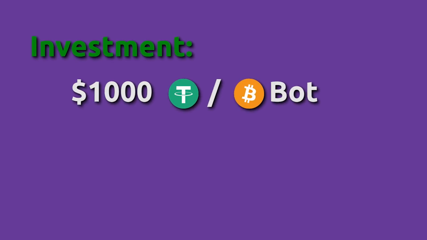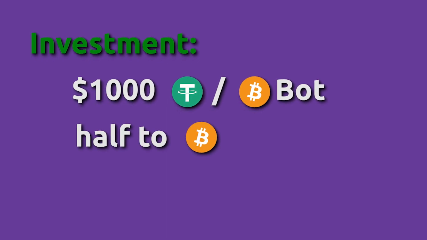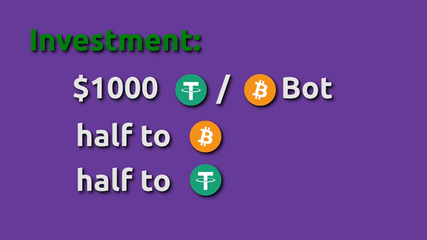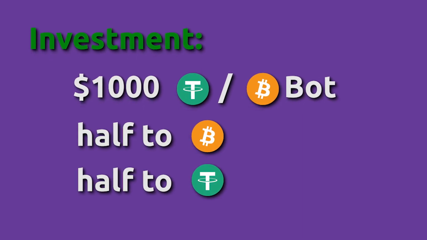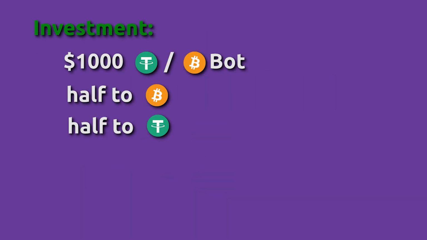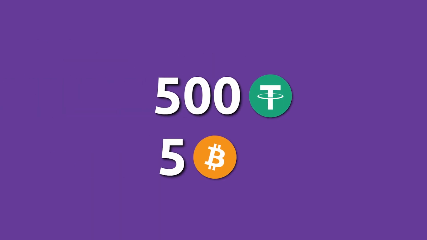Suppose you have invested $1,000 on a BTC USDT bot. It will allocate half of the funds to BTC to be able to do sells when the price goes up, and half to USDT to be able to do buys when the price goes down. Let's make it simple and assume you have configured the bot with a 1% grid spacing and BTC is worth 100 USDT at the time. Therefore, the bot starts with 500 USDT and 5 BTC.